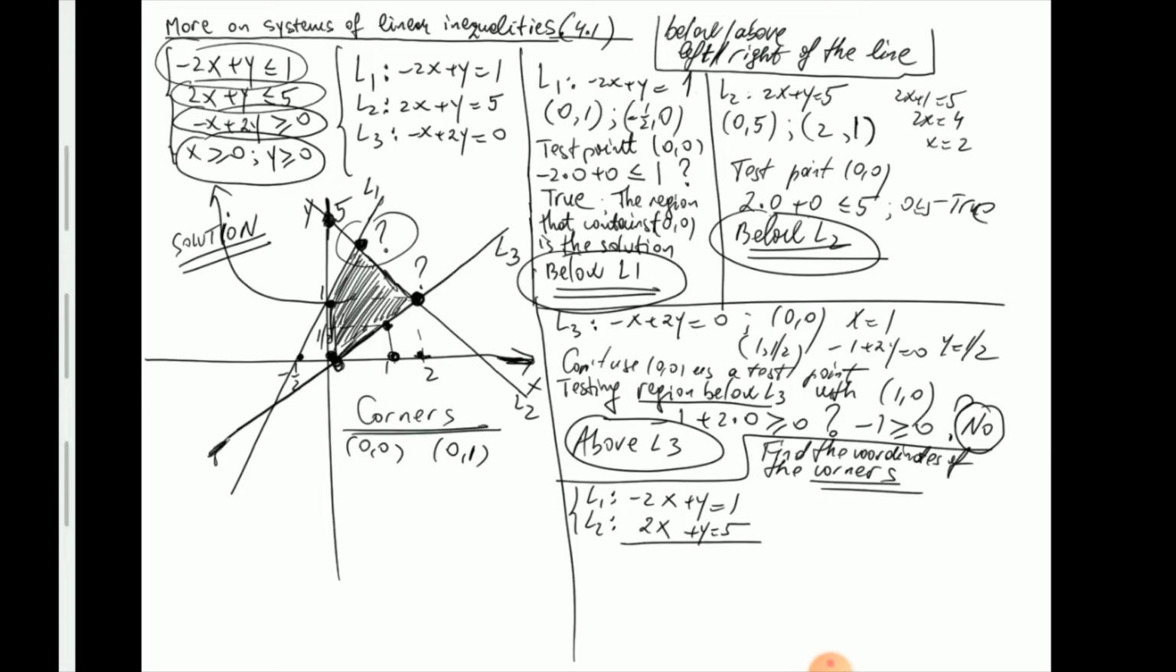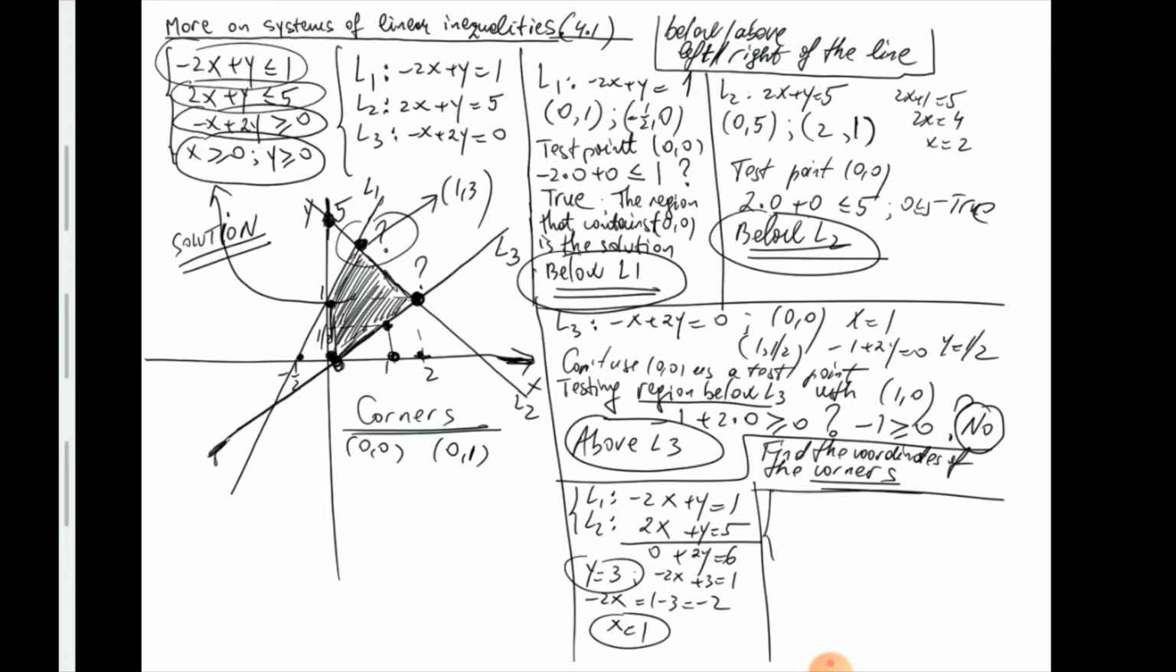Always use elimination, remember, that's the golden standard for this class. When I add the 2, this is 0, 2y equals 6. That's the easiest way to eliminate x. That gives me y equals 3. And if I plug it back into the first equation, let's say minus 2x plus 3 equals 1. That gives me minus 2x equals 1 minus 3, which is minus 2. Finally, x equals 1. Okay, so one corner is (1, 3). These are the coordinates of that corner. And then I have to solve another system between L2 and L3.